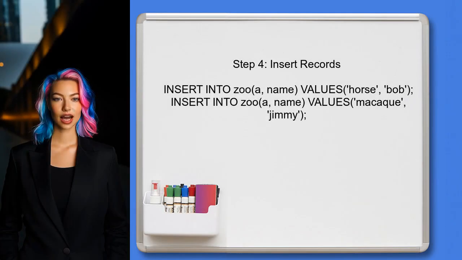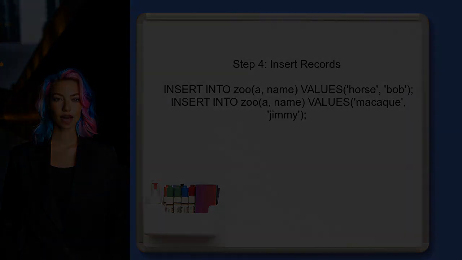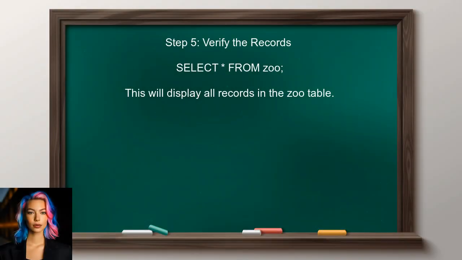Finally, the user can insert records into the zoo table. Each record can independently use the values defined in the animal enum type. To verify that everything is working correctly, the user can run a simple query to check the contents of the zoo table.